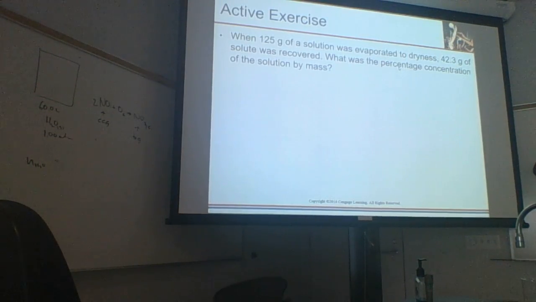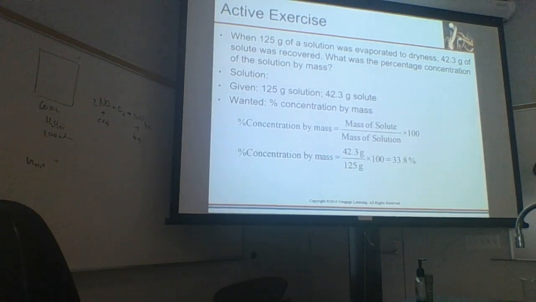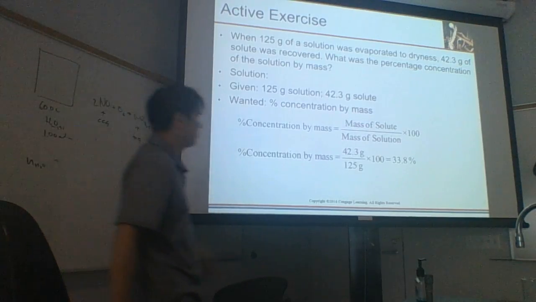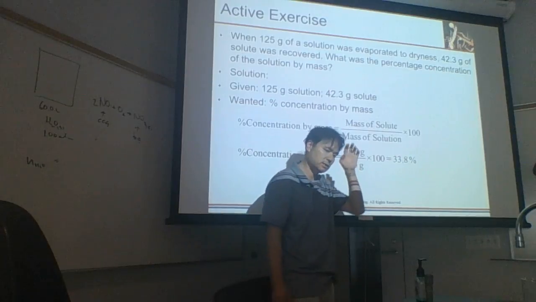So when 125 grams of a solution was evaporated to dryness, 42.3 grams of solute was recovered. What was the percent concentration of the solution? So it's 42.3 grams out of 125. And so we want to convert that into a fraction, and then just multiply by 100. So we'll take the mass fraction. Mass fraction is 42.3 out of 125 times 100%, which gives us 33.8% by mass.